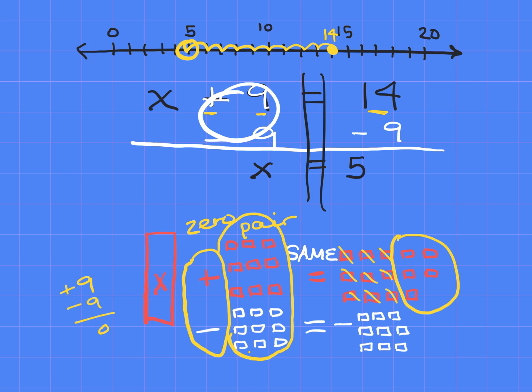And you can always double check, well, is this solution true? By using substitution. If x plus 9 is 14 and we found that x is 5, then that means 5 plus 9 should equal 14. And if that is true, then we know that our solution was correct.